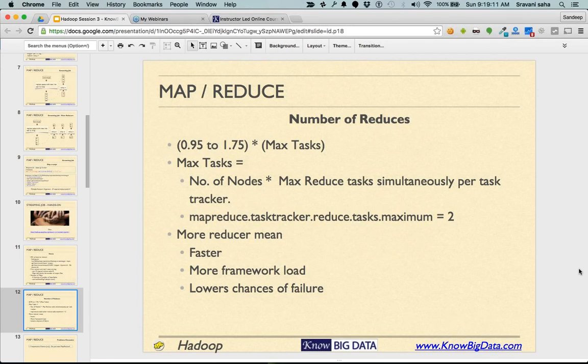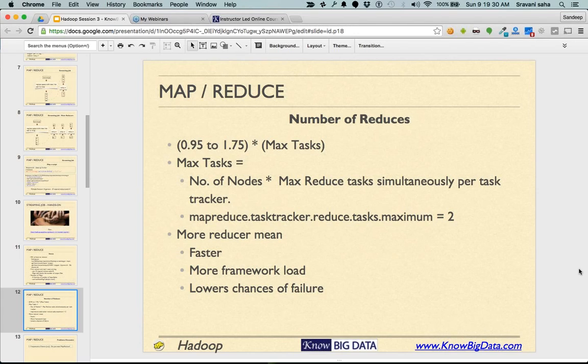Now, as per this thumb rule, we can have the number of reducers between 9.5 and 17.5, which means 9 to 17. All right, this range itself is a huge range.